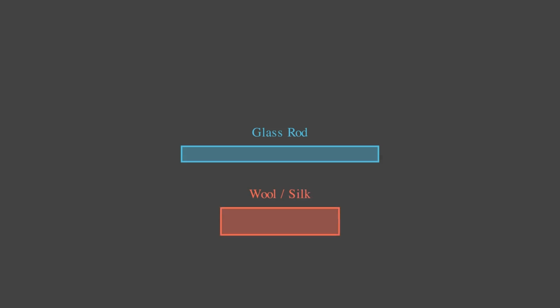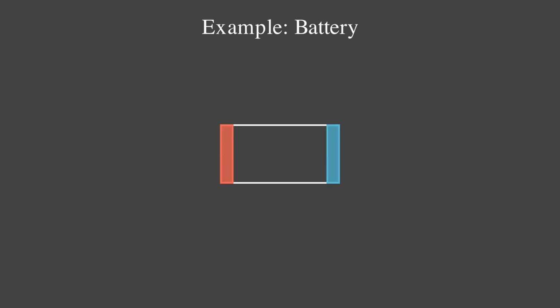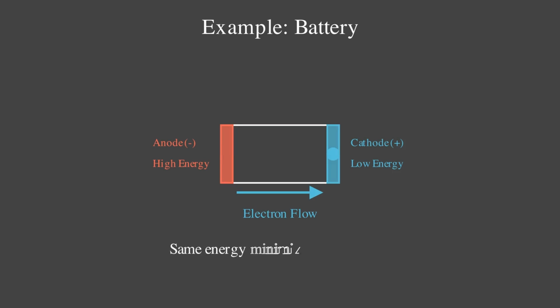This is exactly what happens when different materials become charged because of rubbing materials together, as in the case of rubbing a glass rod with wool or silk. This same principle applies beyond just rubbing materials. In a battery, for instance, electrons at the anode have higher energy than they would at the cathode, so they naturally want to flow through the circuit to reach those lower energy states.